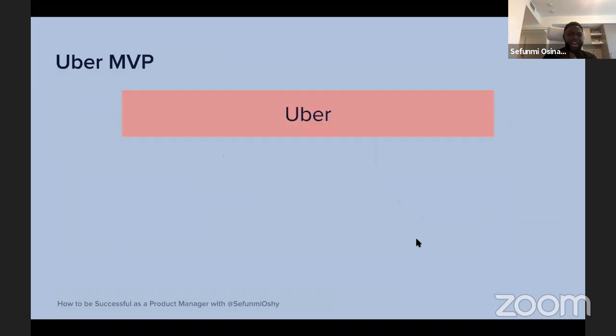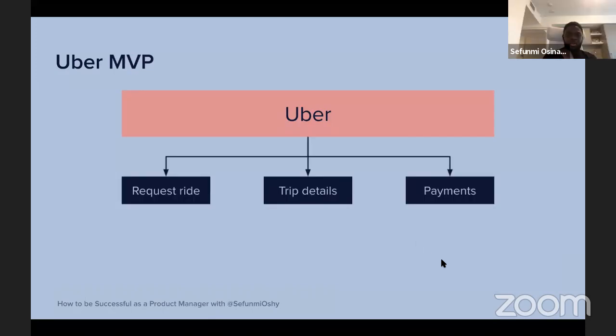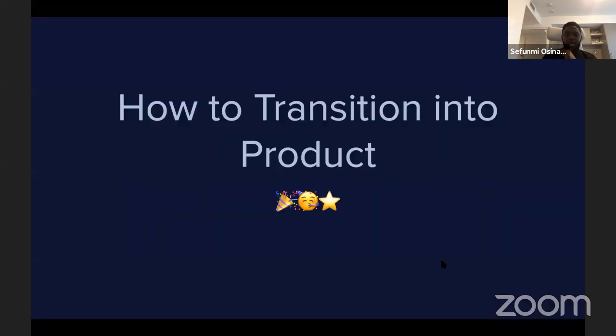Sorry. Okay. So the Uber MVP looks something like this, which is request a ride, trip details, and payments. So I'm done, and this is the last section. But yeah, we should definitely take a break.